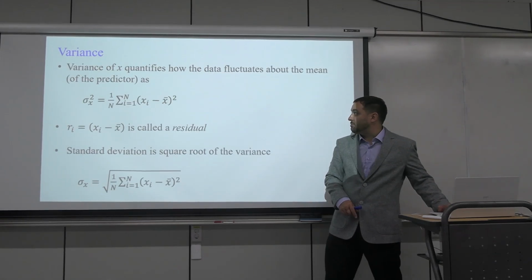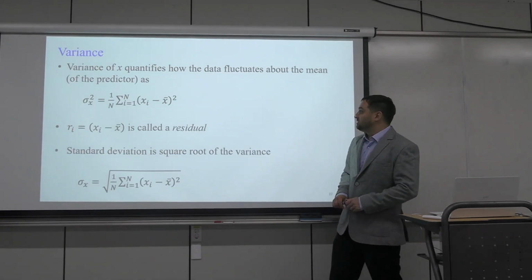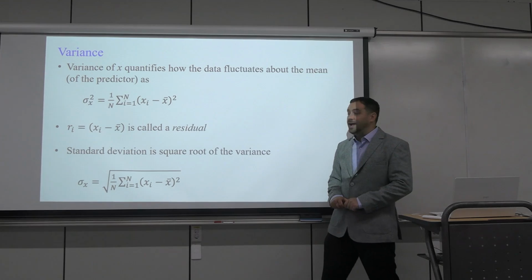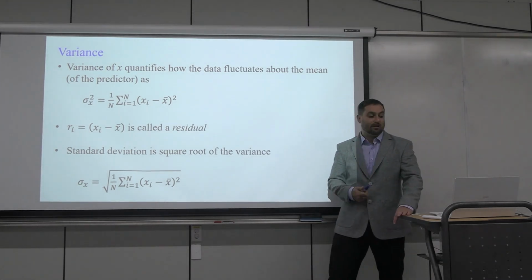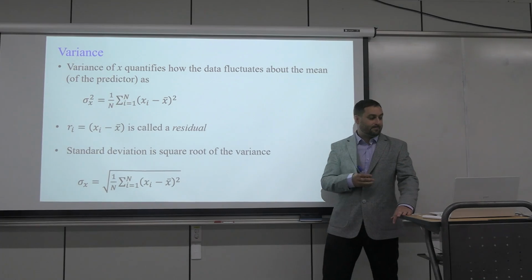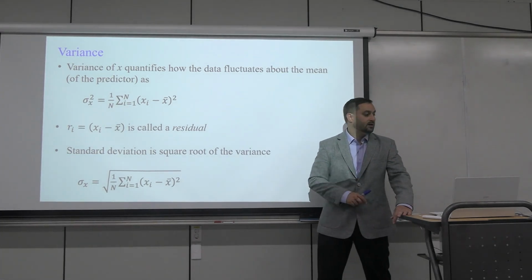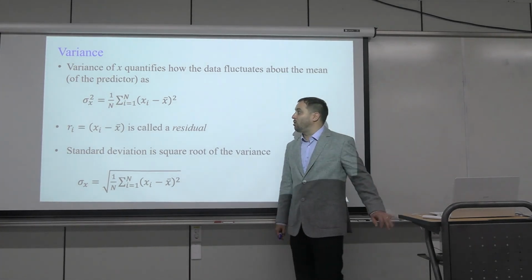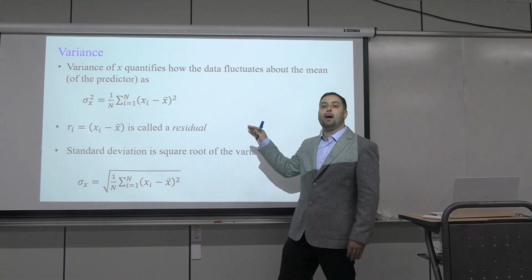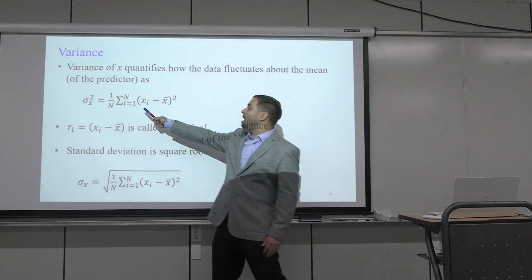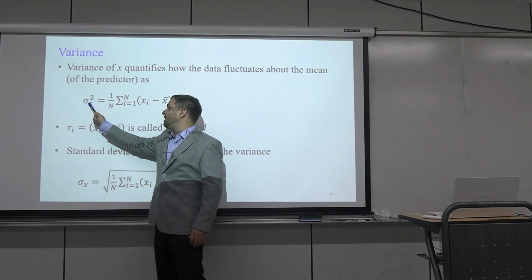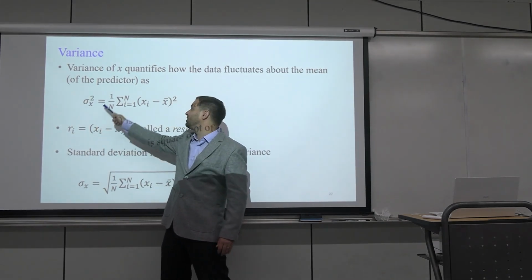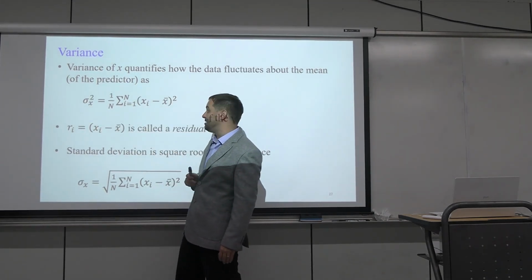The next concept is variance. The variance of x quantifies how the data fluctuates about the mean of the predictor. And so the variance formula, and this is for a population. The population variance is usually sigma squared. Here I'm using subscript x because we're doing it for the predictor or the independent variable.